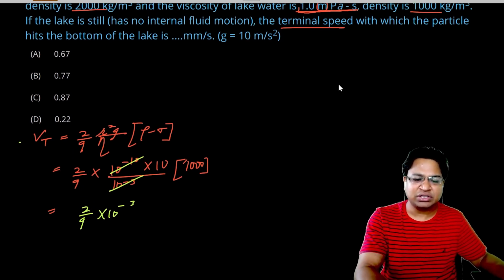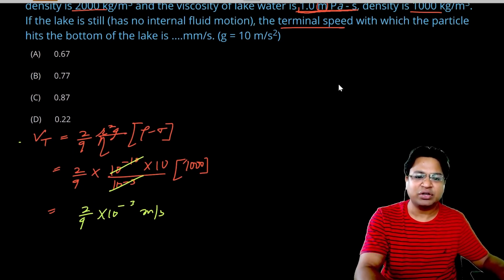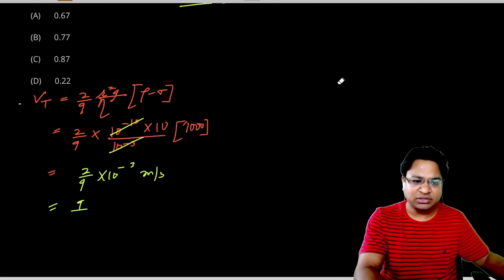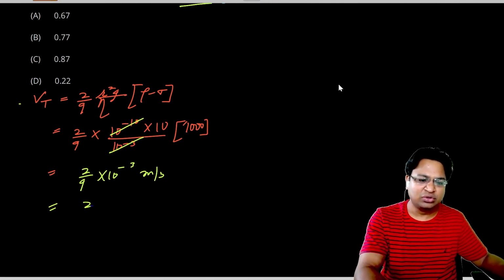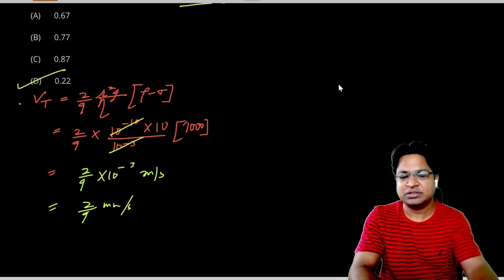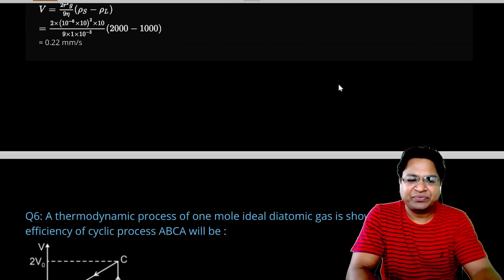And now notice that this terminal velocity is in meter per second, and we have to give the answer in millimeter per second. So we can now write it as 2 by 9 into millimeter per second. So how much is 2 by 9? 1 upon 9 is 0.11. Double of that is 0.22. So option D would be the right answer. So the correct answer is option D. That was question number 5.